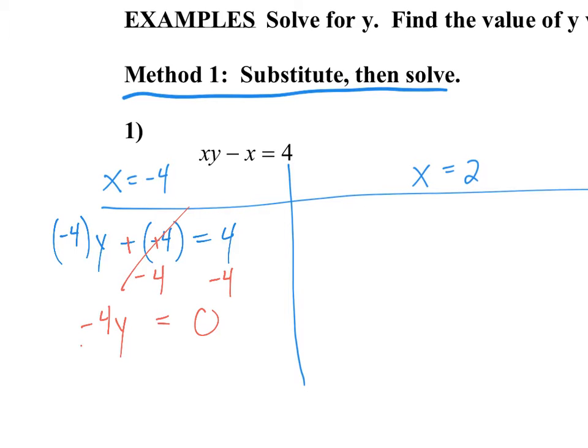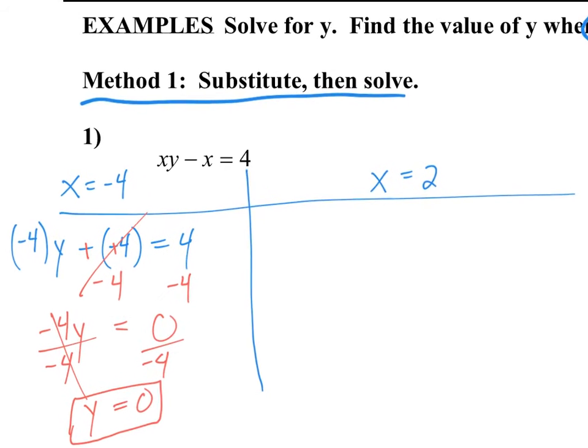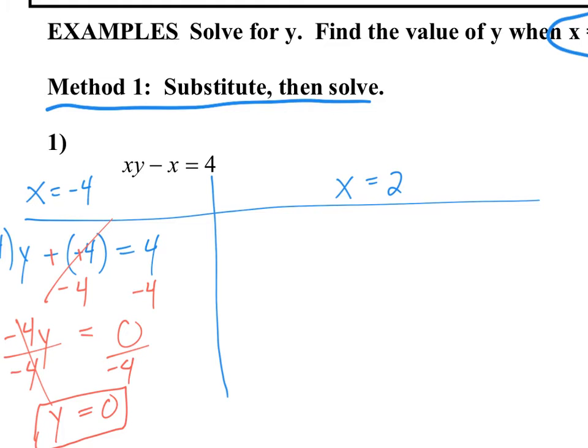And then how do you solve for y? We end up having to divide by -4, and we end up with y equals 0. Okay, so we plugged in x and solved for y. On the right side, same exact thing. We're going to put 2 in for x, so it's 2y minus 2 equals 4. I always put parentheses when I substitute, just so I know I'm substituting in the right spot and the right number.